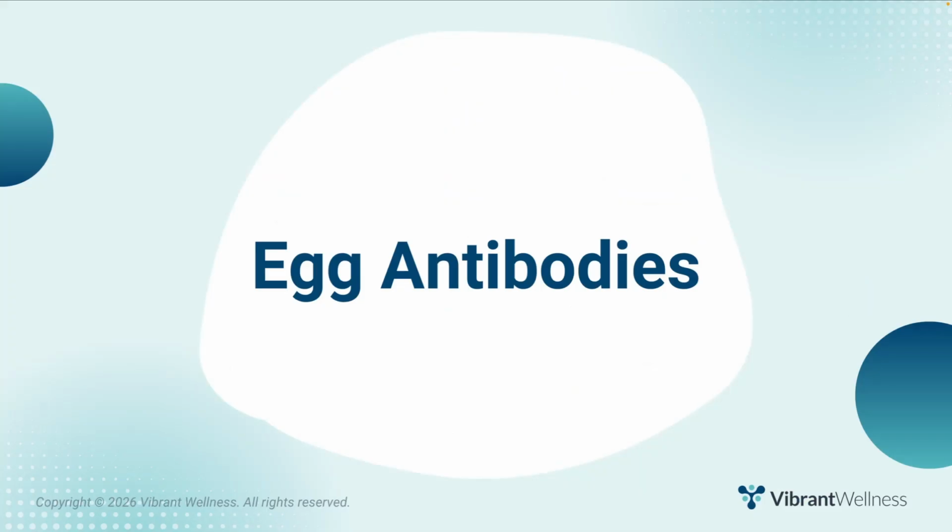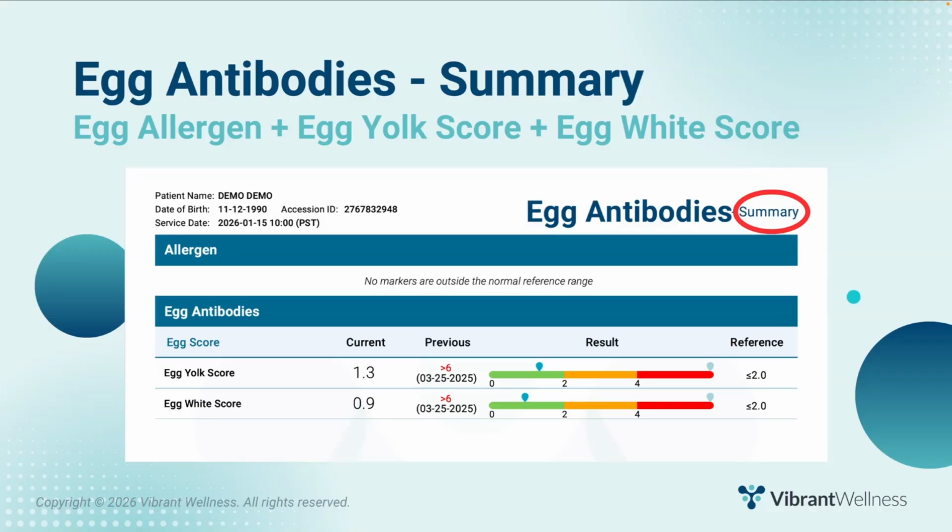Let's talk about egg antibodies next. The egg antibody summary includes an allergen section. For egg antibodies, you get both the egg yolk score and the egg white score. The summary also includes any markers that are out of range, although there are no markers out of range for this patient, so this section is blank.